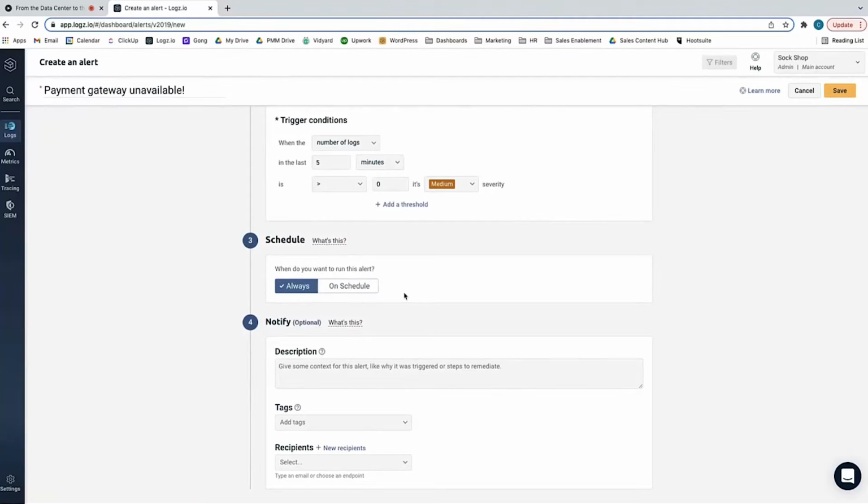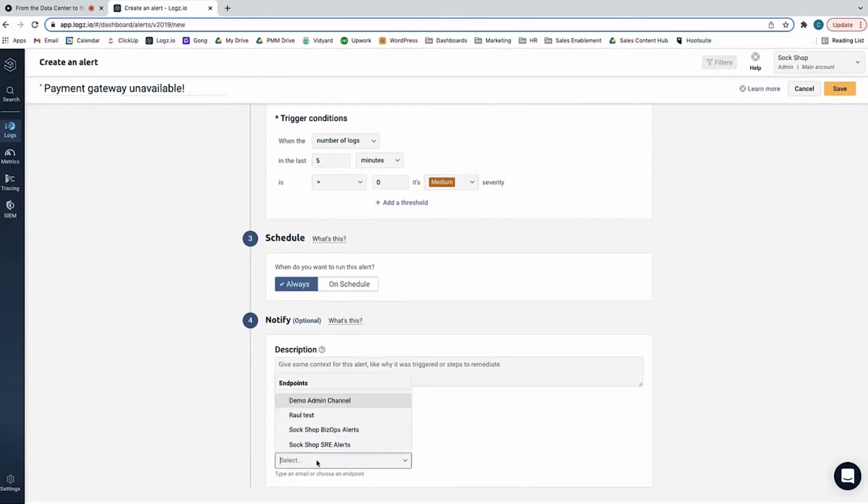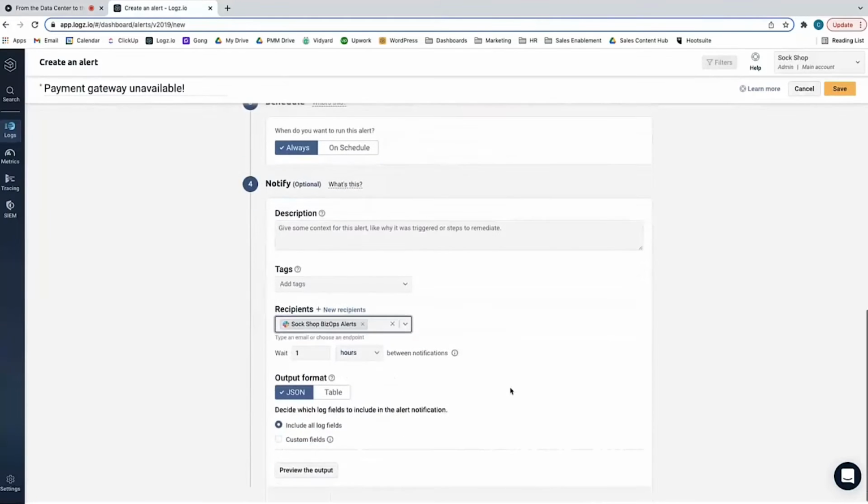And we can determine an endpoint for alerts. We'll choose the same one that we were using earlier. Now I just hit save, and that'll save the alert so I'm notified if we ever see that payment gateway message again.